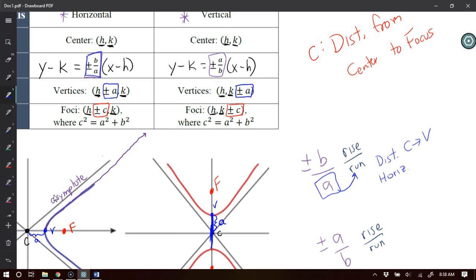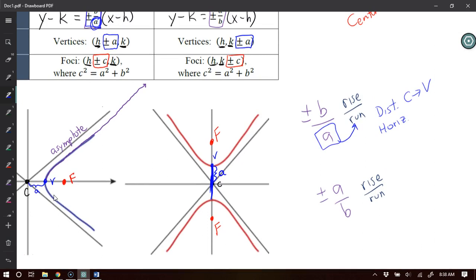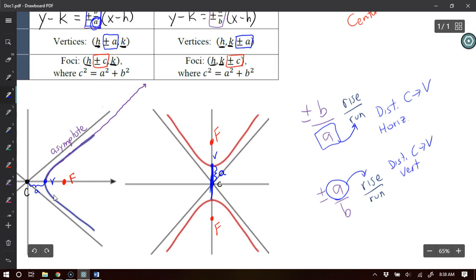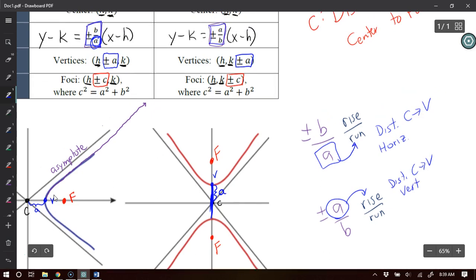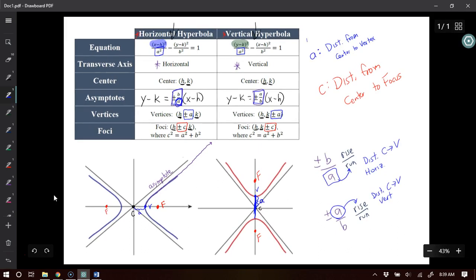My distance from the center to the vertex is a run. And in this case, my a is a rise. My distance from the center to the vertex, I'm going up and down. So that should be the slope for a vertical hyperbola, and it is. So if I can remember the definition of what a stands for, the distance from the center to the vertex, that can help me very easily understand whether it is b over a or a over b for the slope of the asymptotes.